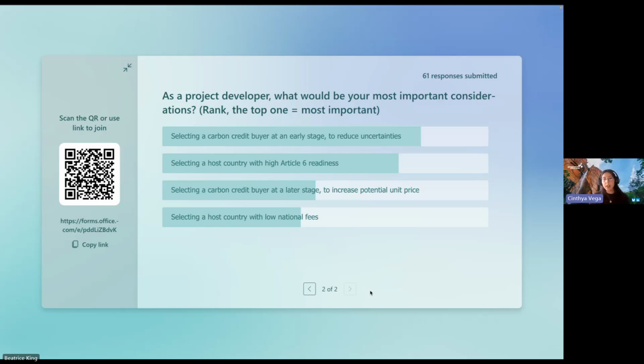The second most important consideration is selecting a host country with high Article 6 readiness. The third popular option was selecting a carbon credit buyer at a later stage to increase potential unit price. And at the end, we have selecting a host country with low national fees. So it's most important that project developers reduce their uncertainties when investing in a project, and also make sure that the host country they are developing the project in has a high Article 6 readiness. Those were the most important considerations for the audience today.